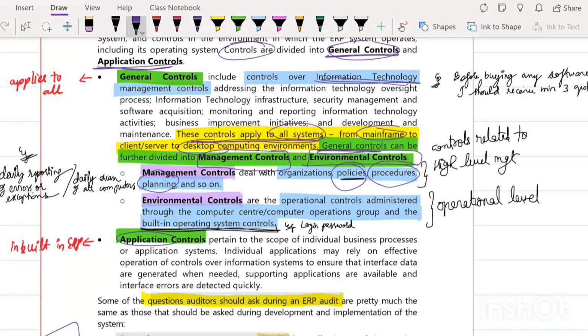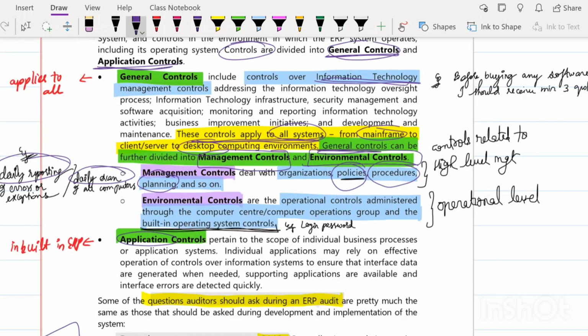For example, in a company, there might be a policy where they tell you that every single day, all the computers, all the desktops in the company must be scanned. Daily scan must happen. This is a policy that they have in the company, so this is a management control. In the same way, if they tell you that if in any system there are any kinds of errors or exceptions, you have to report it daily.